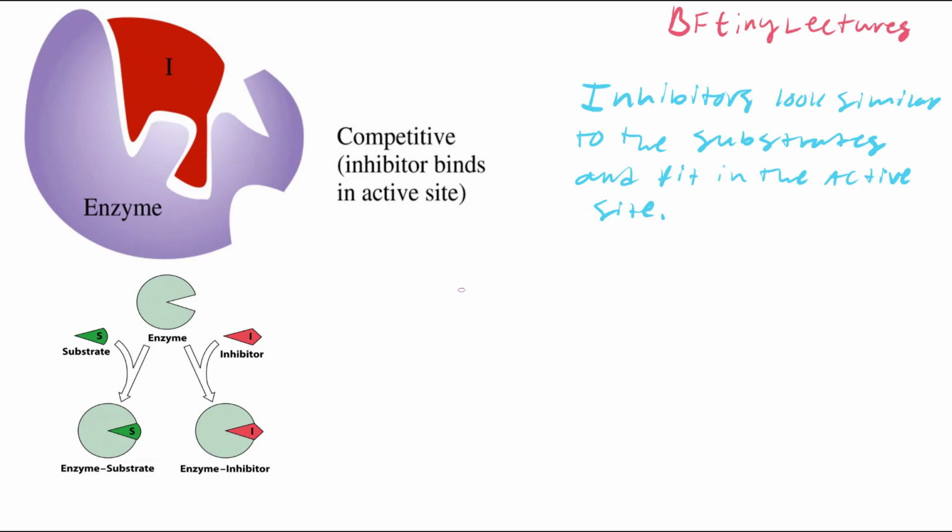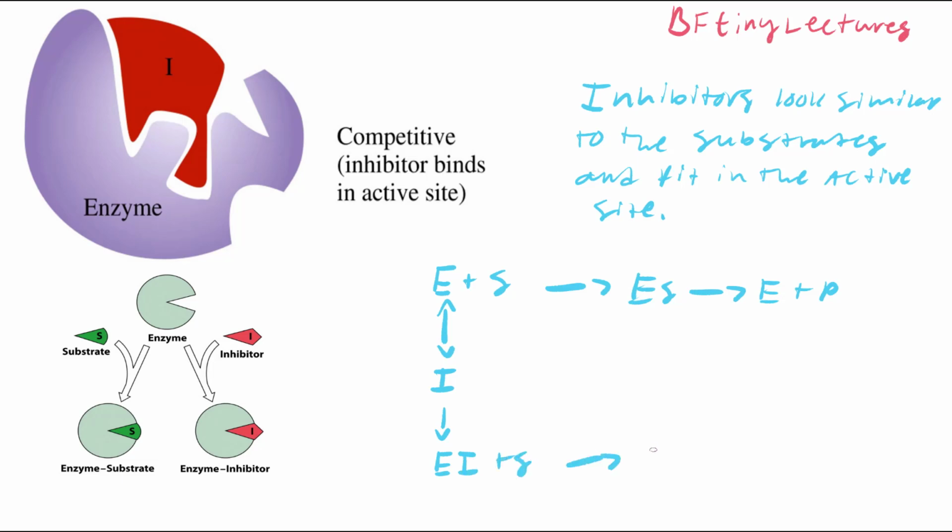So another way you can view it, if you like flowcharts, I guess, is that the enzyme plus the substrate is going to give you the ES, and that's going to give you the enzyme and product, right? But this can also go here, right? We can have the inhibitor. And so you can have the inhibitor plus the enzyme, giving the enzyme-inhibitor complex plus the substrate, which is no reaction.